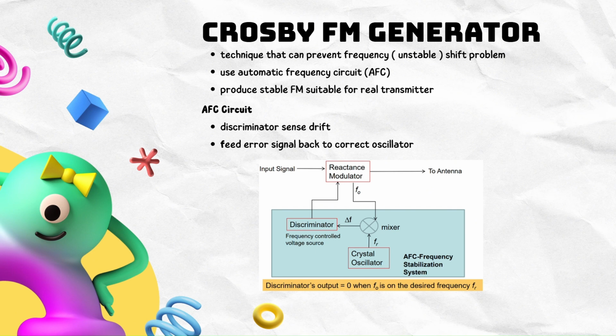For the AFC circuit, there is a discriminator which can monitor the output frequency. If the frequency drifts, it creates an error voltage. This error voltage is fed back to correct the oscillator. This technique is used in communication systems where stability is important, such as FM broadcast stations.